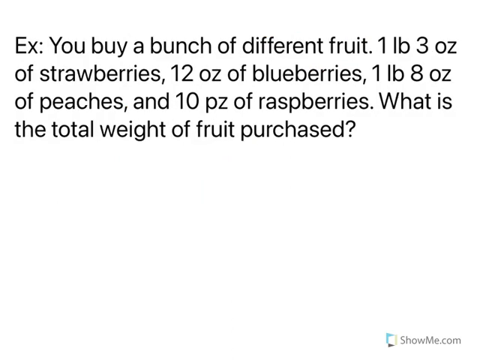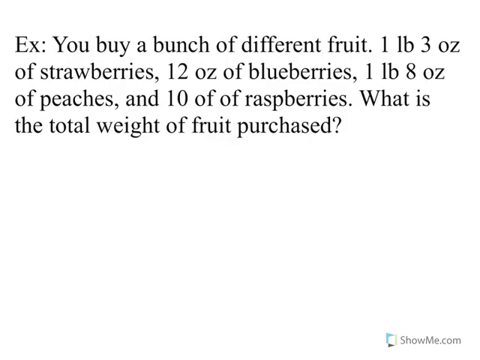You buy a bunch of different fruit. This is my plan for later today. 1 pound, 3 ounces of strawberries, 12 ounces of blueberries, 1 pound, 8 ounces of peaches, and 10 ounces of raspberries. What is the total weight of fruit purchased? So if we're finding the total weight, we're going to add all of these together. So let's write them out. I've got 1 pound, 3 ounces. I've got 12 ounces of blueberries, 1 pound, 8 ounces of peaches, and 10 ounces of raspberries.